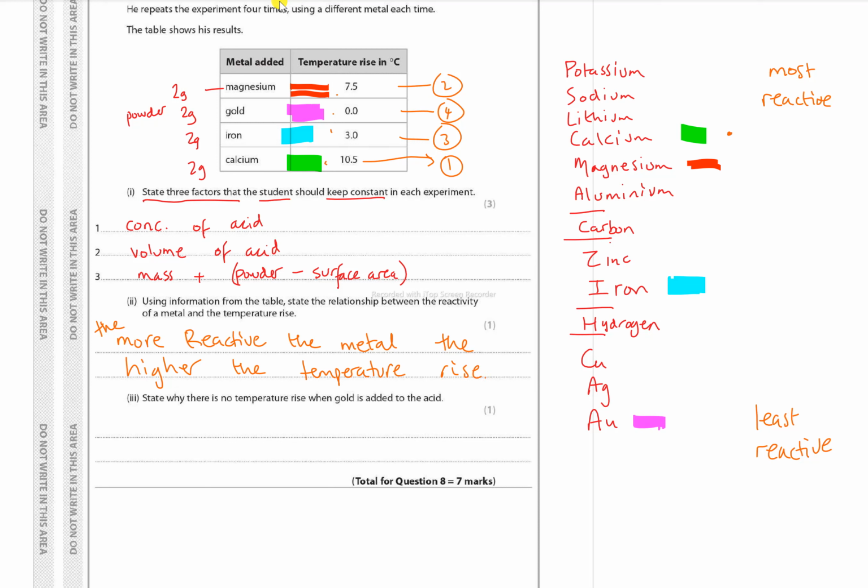So why is there no temperature rise when gold is added to acid? Because there is no reaction. There is no reaction taking place. Okay, there you go.